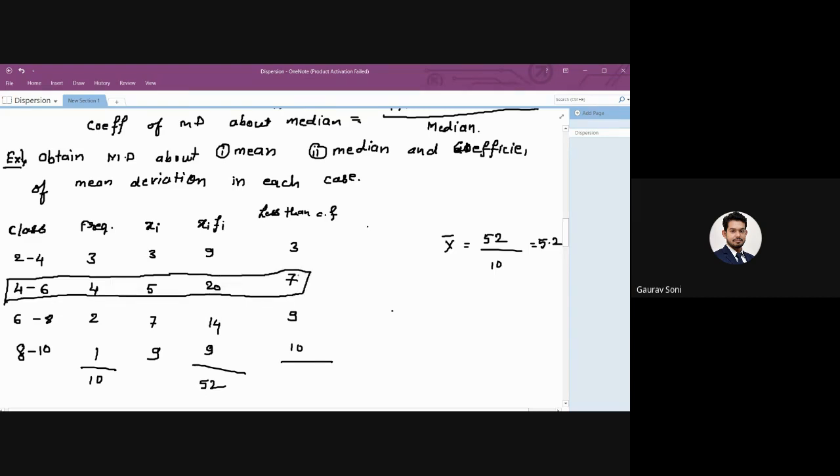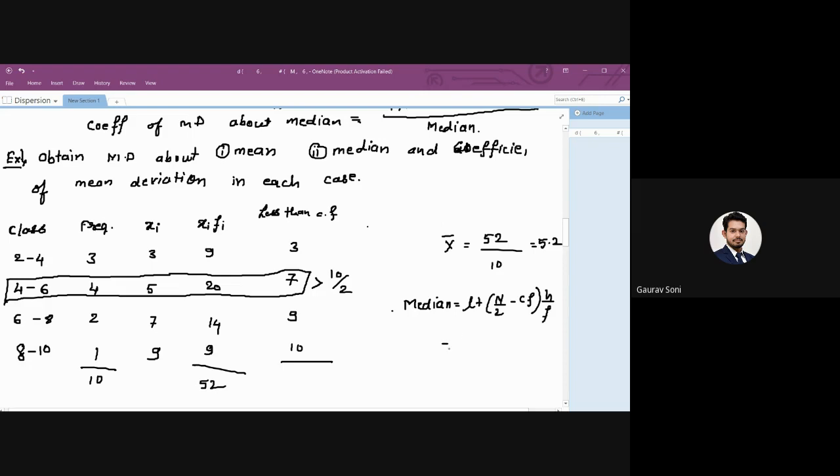So this is just greater than n by 2. What will be the median now? What is the formula? Median equals L plus (n by 2 minus CF) into h by f.